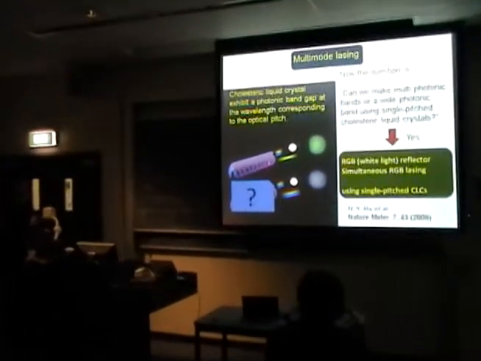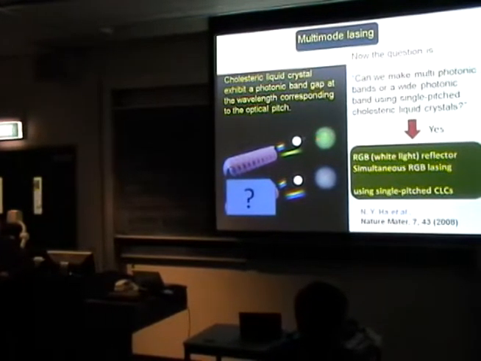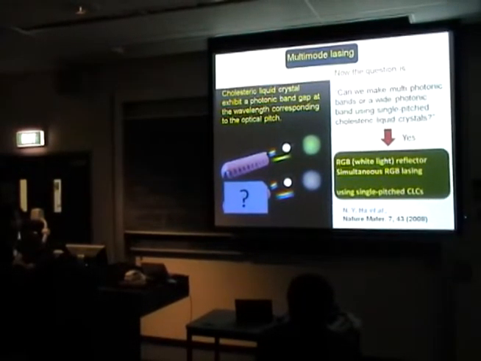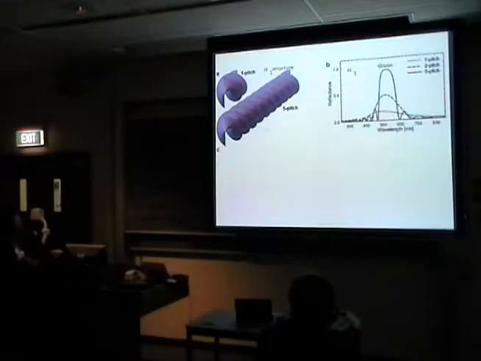We only use the cholesteric liquid crystal with the pitch of green light. However, we can make a multi-band reflector. So how can we make it? What's the structure? Okay, so first I will show you the simulation.